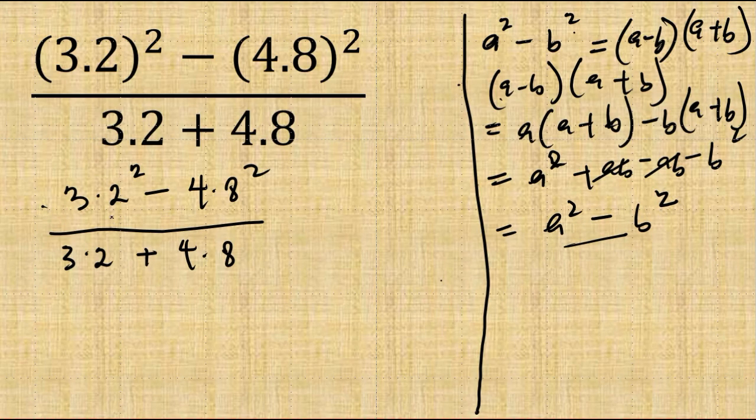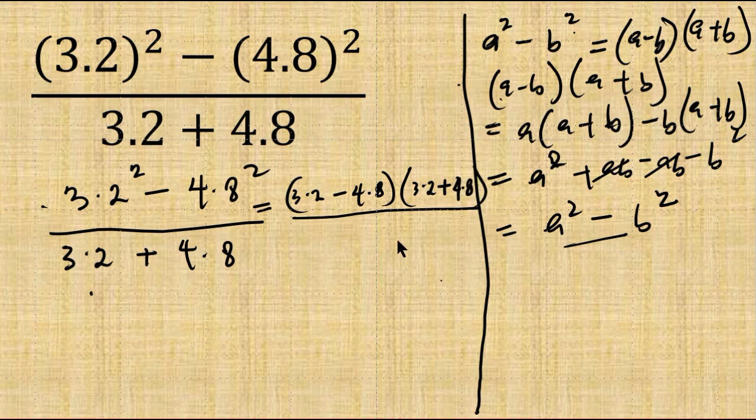That tells me that I can express the numerator the same way. So the numerator becomes 3.2 minus 4.8 into 3.2 plus 4.8. Now my denominator as usual is 3.2 plus 4.8.